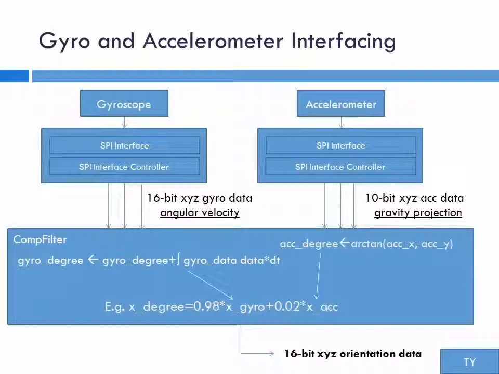The angular velocity coming from the gyro is integrated over time to get the degree value and constantly added to itself in 2's complement representation. The gravity data coming from the accelerometer are fed to an Arctan core and spit out the degree value. The 2 results are combined together with a high-pass gyro and low-pass accelerometer complementary filter.